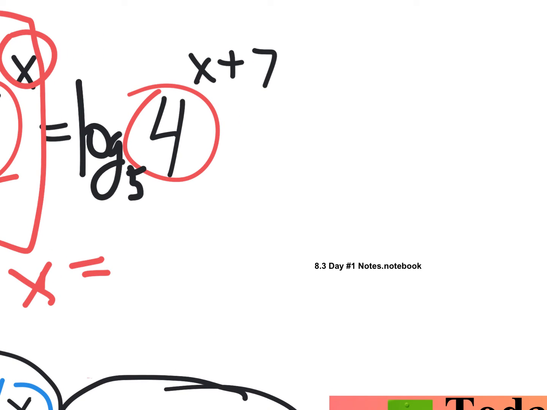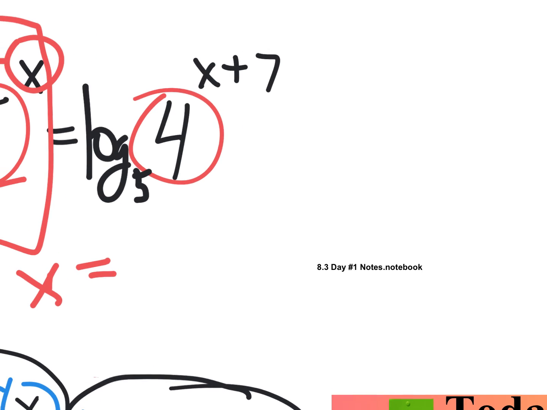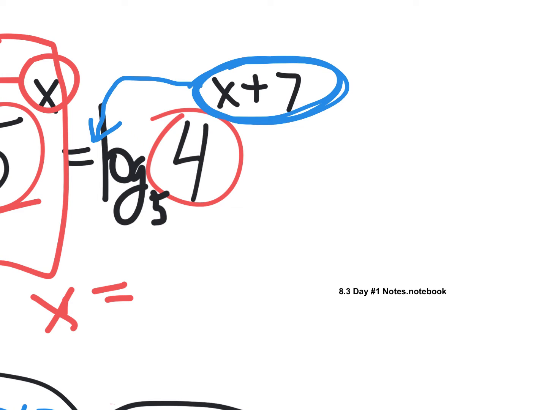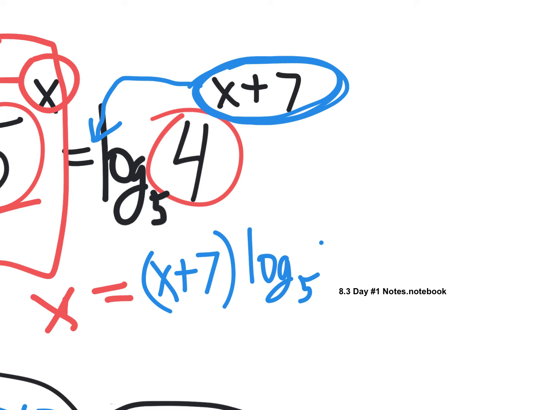And what's this though? This is kind of messy, Mr. Server. Yes, it is, but you can use this rule that says, here, I'm going to take this and move it down in front. So I'm going to rewrite that as x plus 7 in the front times the log base 5 of 4. Do you remember that thing called the power rule? That this can go down in the front?